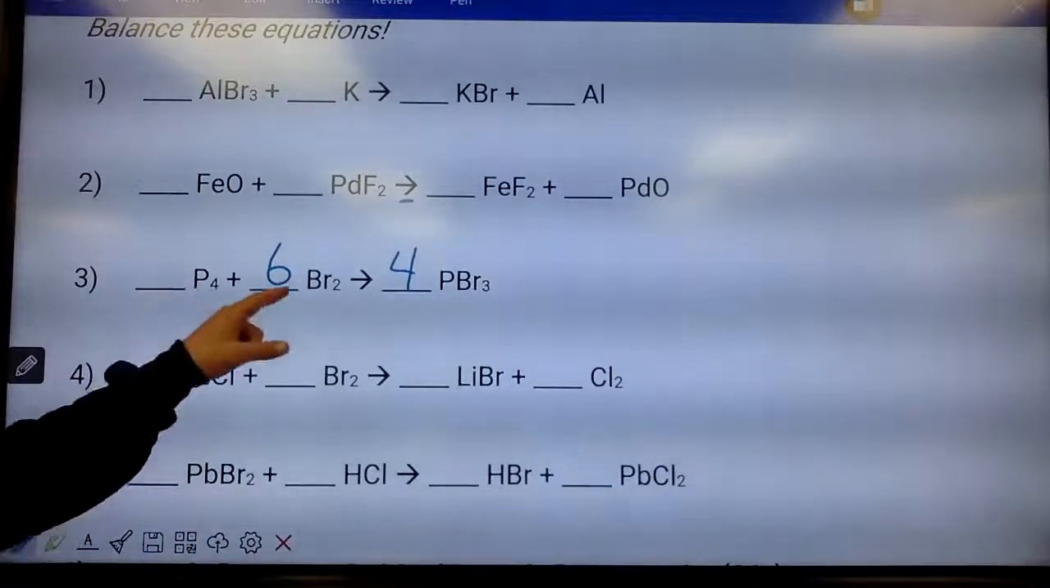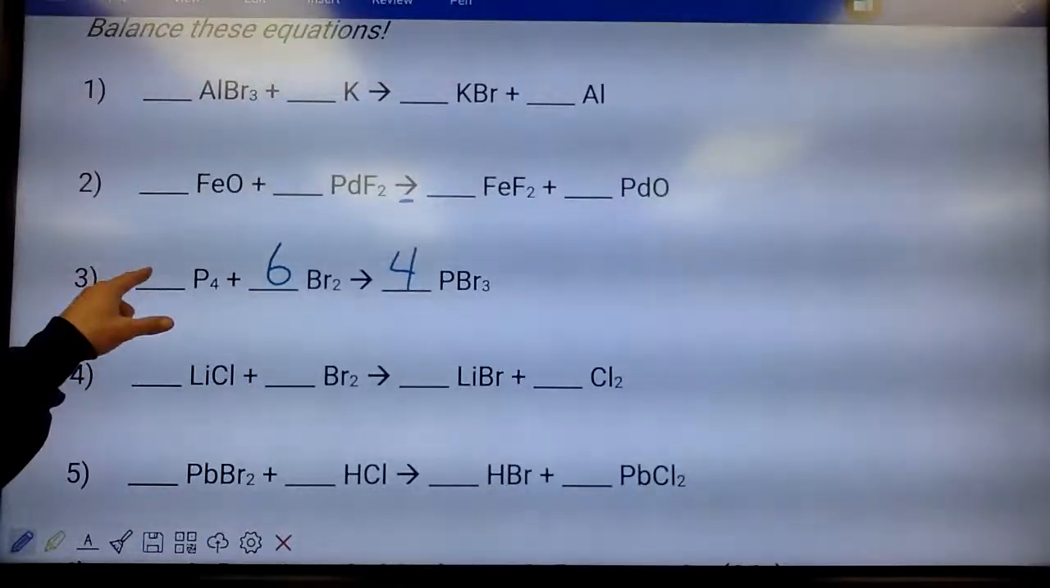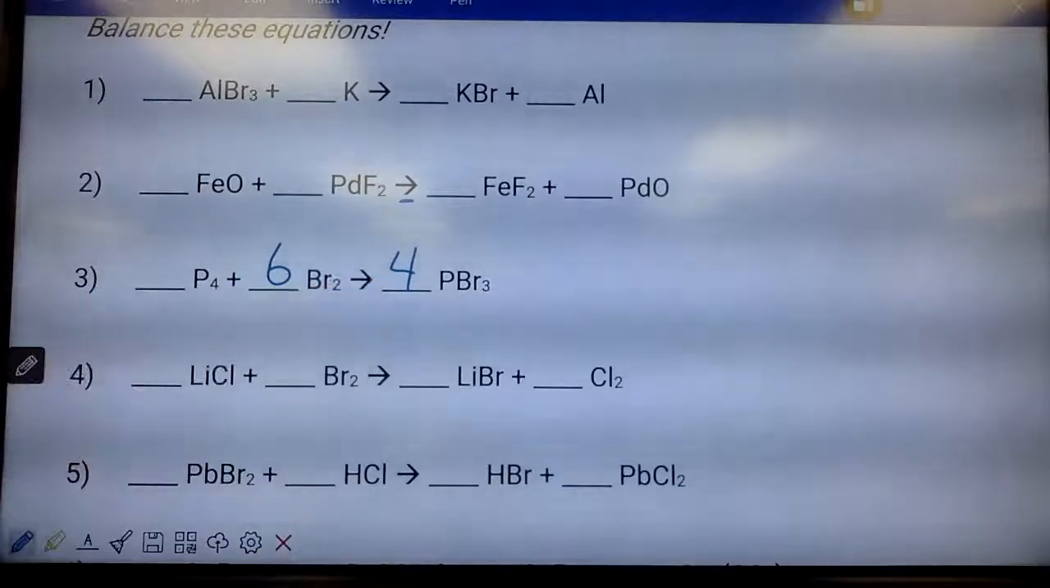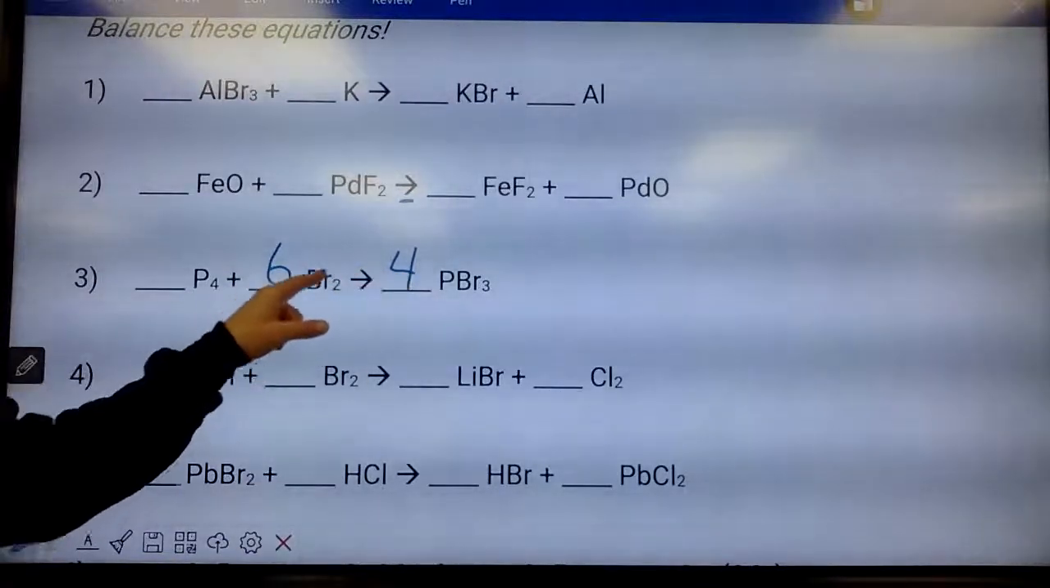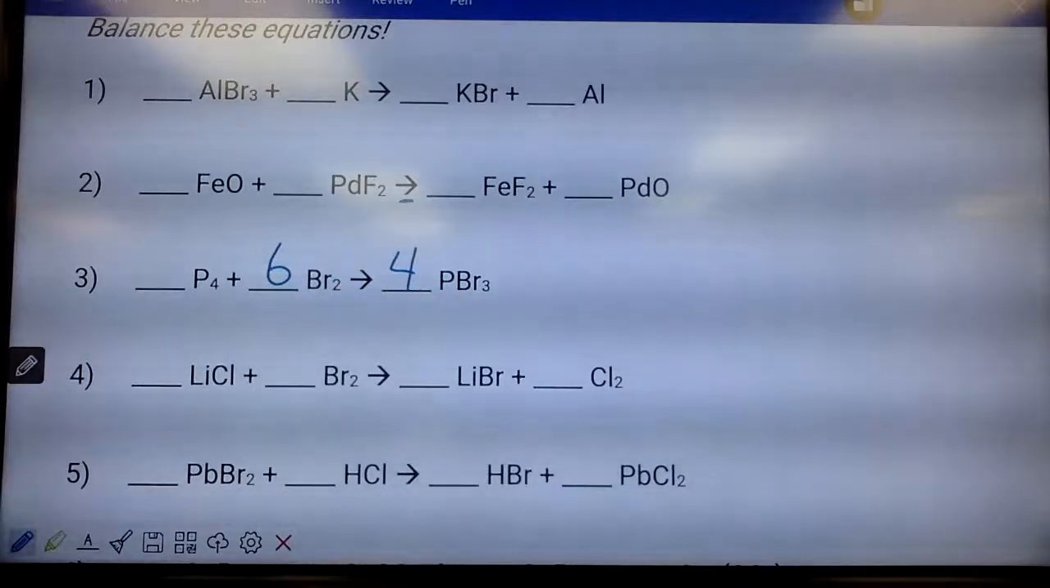We're getting that 6 molecules of Br2. So you have 1 of those reacting with 6 of those to make 4 of those. Your individual atoms are equal. 4 Ps, 4 Ps, 12 bromines, 12 bromines.